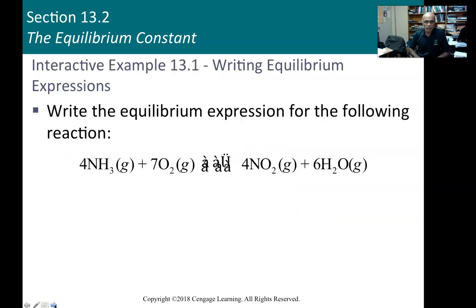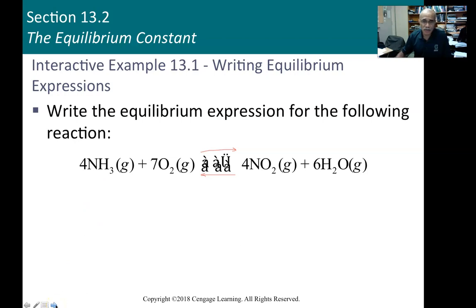So let's look at the equilibrium reaction here. Let me just draw the arrow again. This time I'll draw the arrows both ways, above and below, just to illustrate this. So this is a reaction at equilibrium. So what is the equilibrium expression for this one?